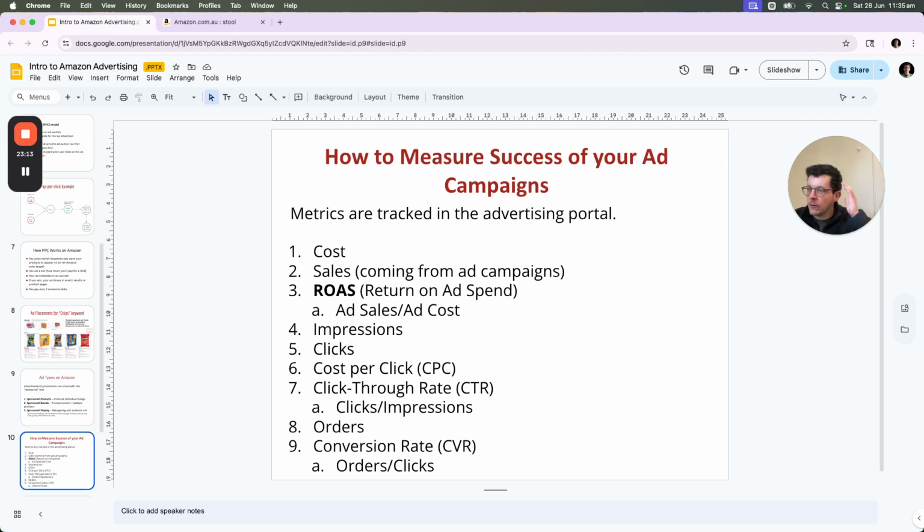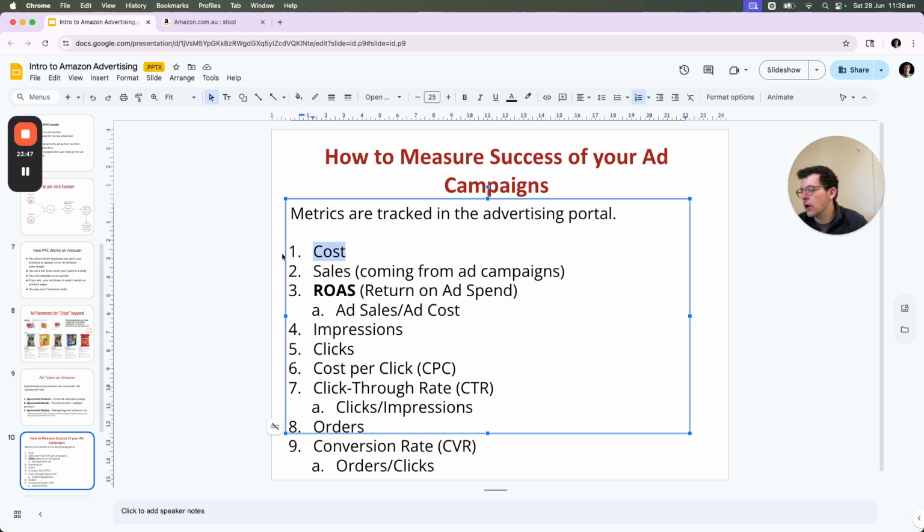Moving forward, once you set up advertising campaigns for all of the products that you want to advertise, the question is, how do you measure the success? How do you track them? This is probably the most common thing that you do as an advertiser, tracking the performance of your advertising campaigns. And you do that by measuring metrics. So the advertising portal will show you these metrics for each of the different products and campaigns that you're running. And I'll go through them on this slide.